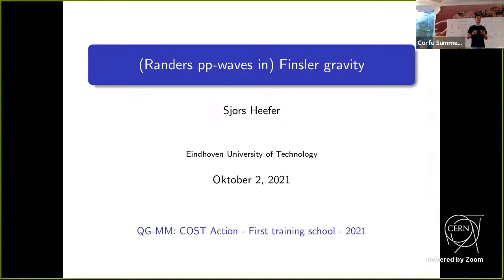And so I would really love to tell you everything about these Randers pp-waves. But I only have 15 minutes here, and so I decided that it would probably be a better idea just to try to give you a global overview of Finsler gravity. And then in the end, depending on how much time I have left, I may also say something about these Randers pp-waves.